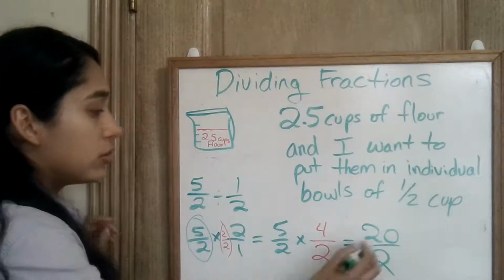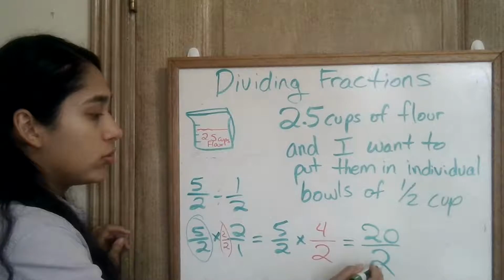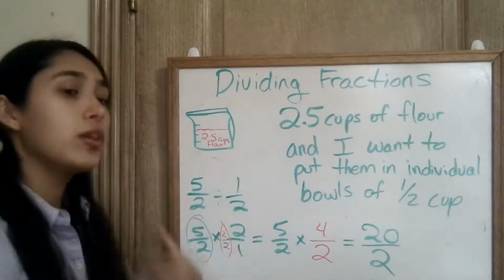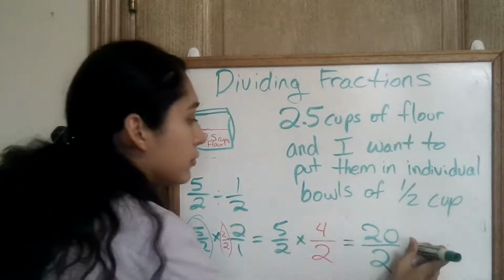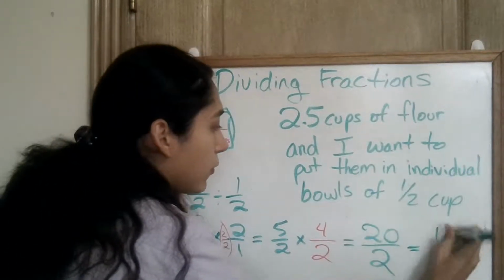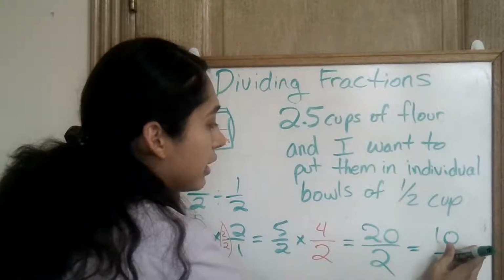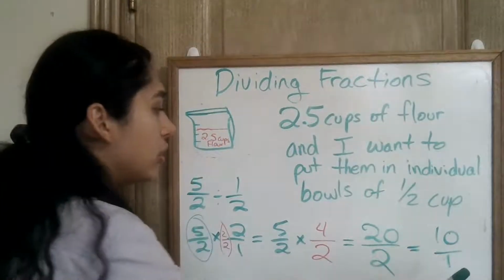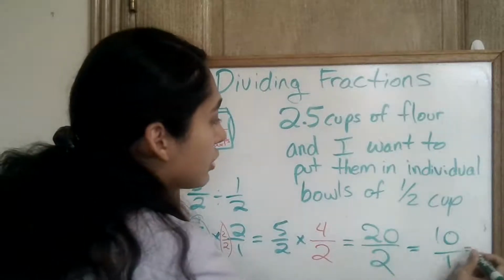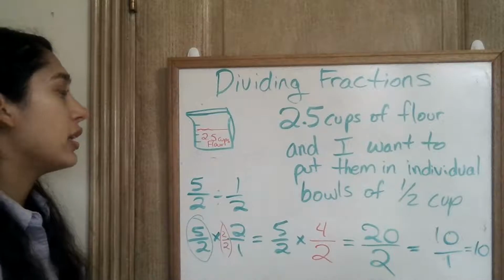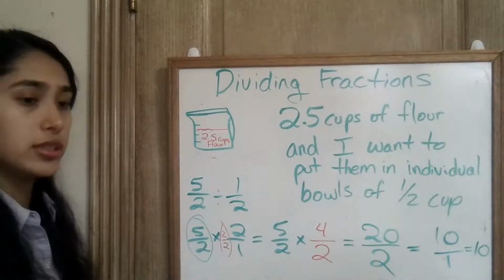If we divide by 2, we just did division, just break it down. We know it's the same thing as 10 over 1, which ends up being just the number 10. So we're just going to need 10 individual bowls instead.